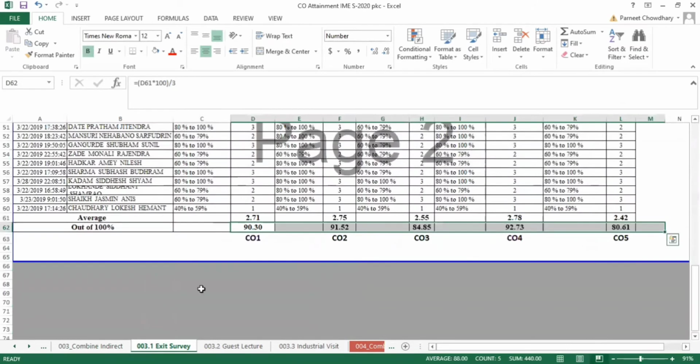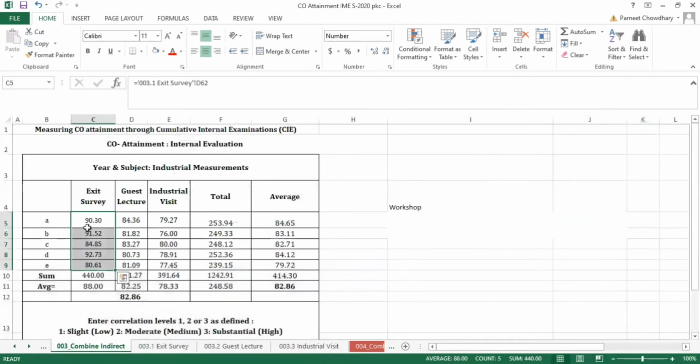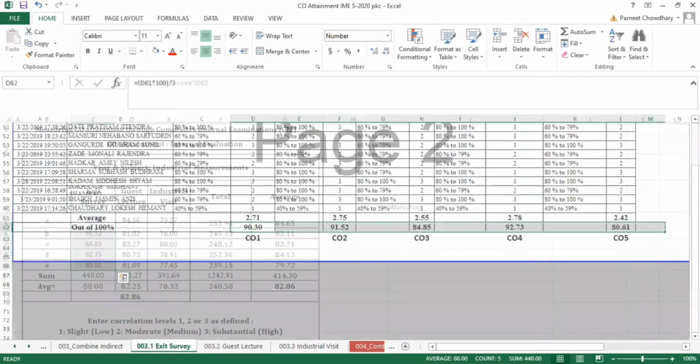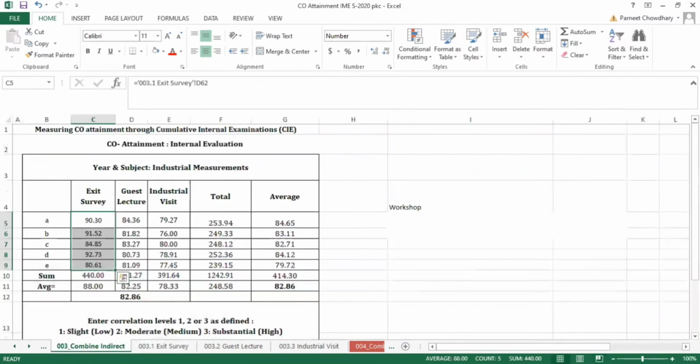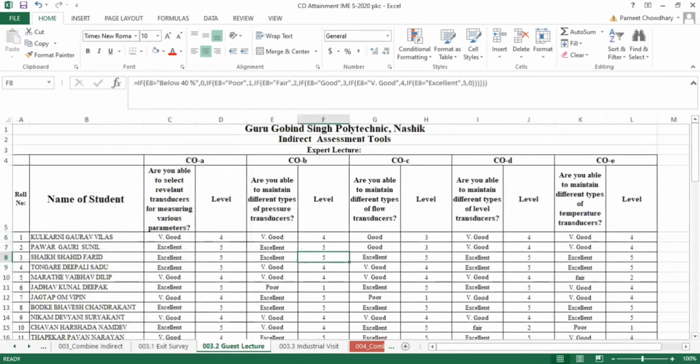So these are my values. Course exit survey, you see 90.30, 91.52, and so on. These values are dragged directly from this sheet. Now the second column in combined indirect is the guest lecture. For guest lecture, the backup sheet is 003.2.